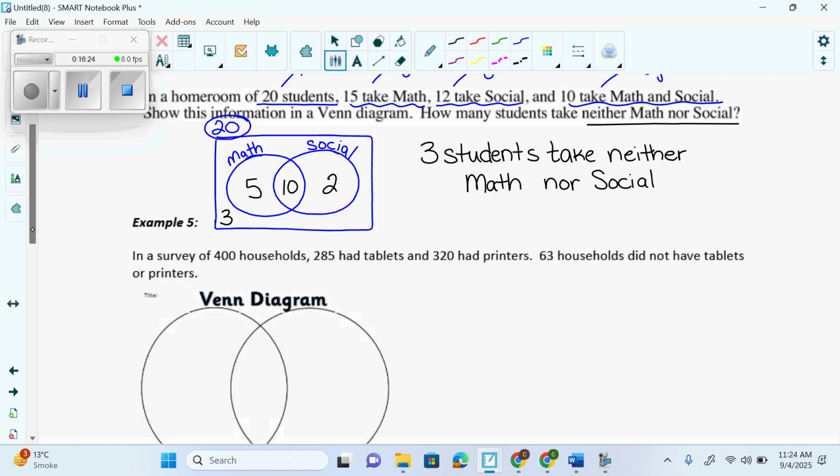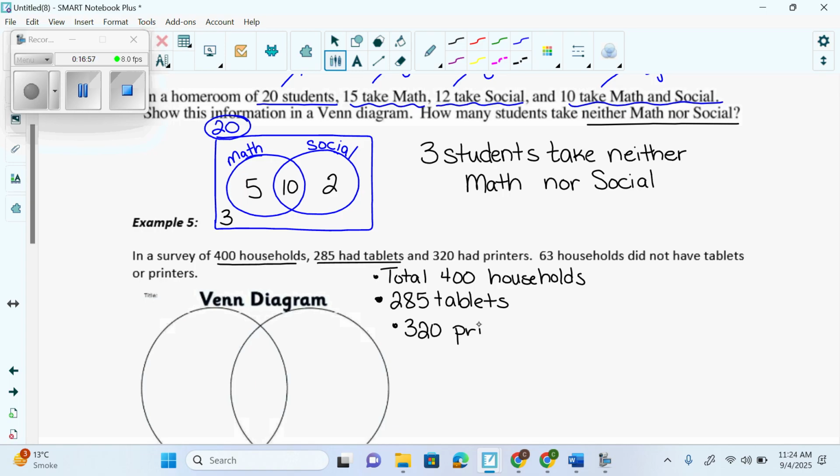In a survey of 400 households, that's just the total, right? So I'm going to say total. 400 households. 285 had tablets. 320 had printers. 63 did not have tablets or printers.